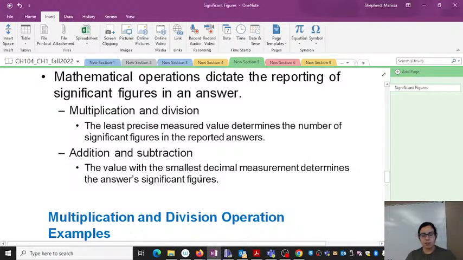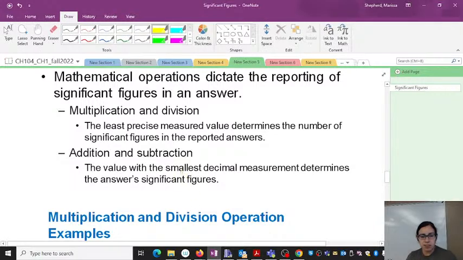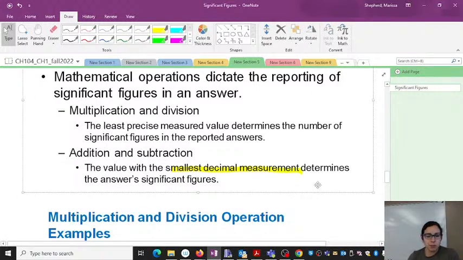With addition and subtraction, I always say you have to set it up almost like elementary school style so you can see. What you want to look at is that the value with the smallest decimal measurement determines the answer's significant figures. So you can only report after the decimal place to the one that's the smallest after the decimal place. If you have a number that only goes out to the 10th place, like 10.1, you can only report to that point from your addition and subtraction.